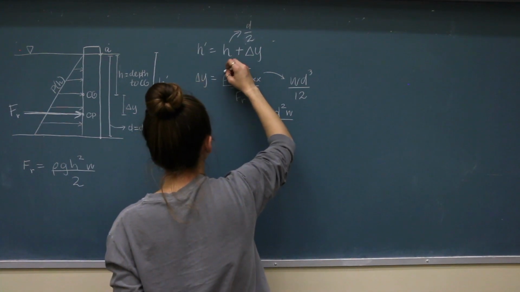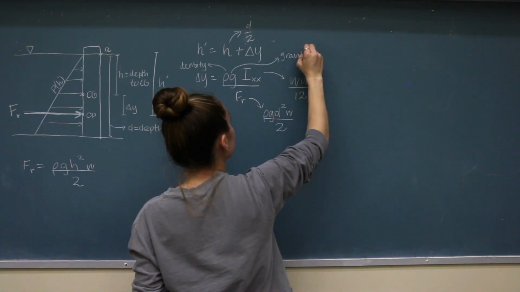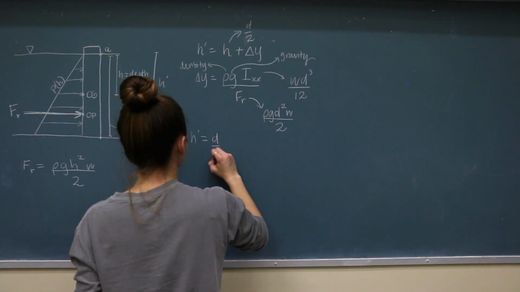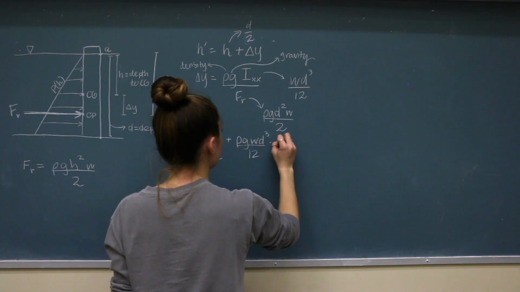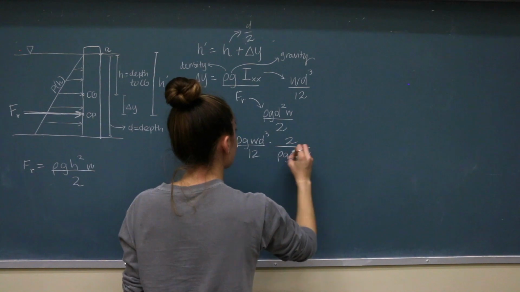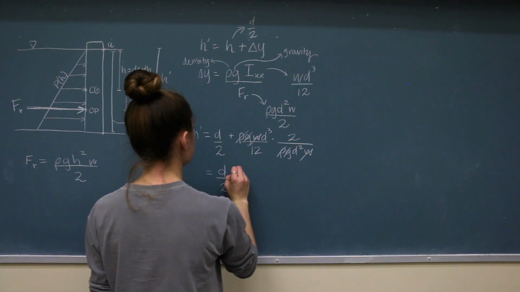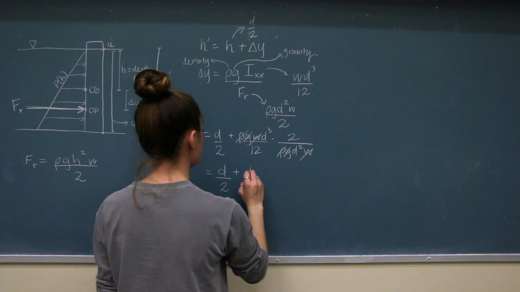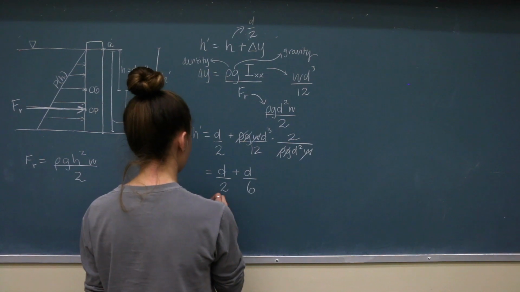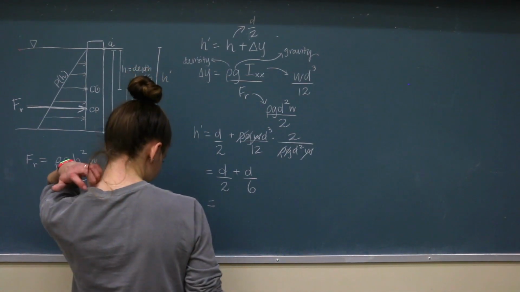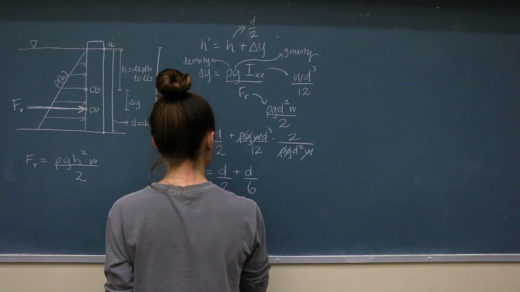The resultant force is what we just derived, rho g d squared w divided by 2. As we plug in all of these values into the equation for h prime, we see that many things cancel out. In the end, we are left with h prime being equal to d over 2, our value for h, plus d over 6, our delta y. Fully simplified, this becomes 2d over 3. This is our center of pressure.